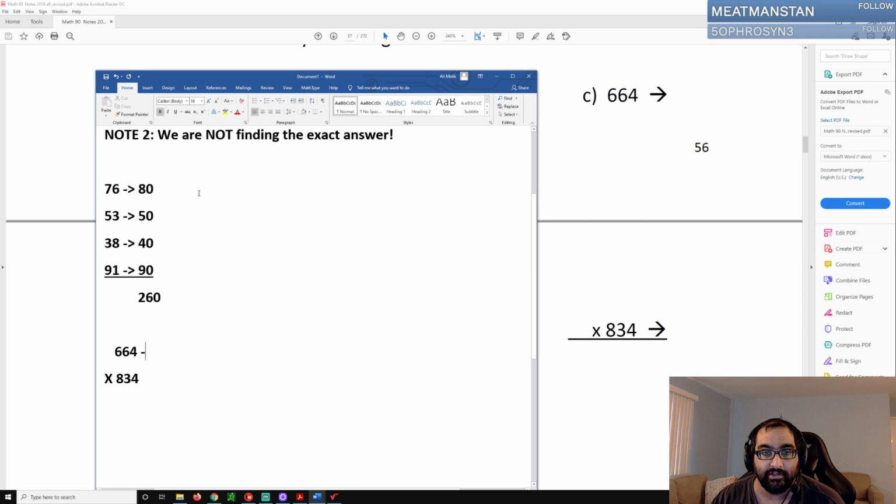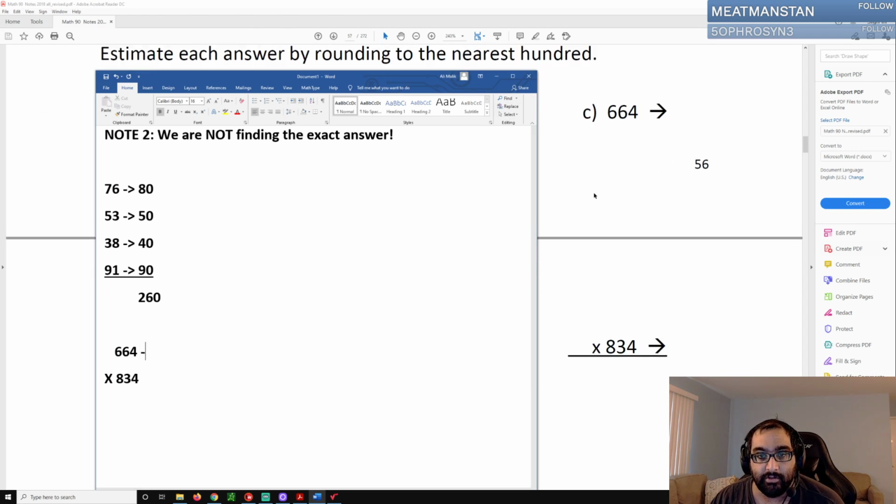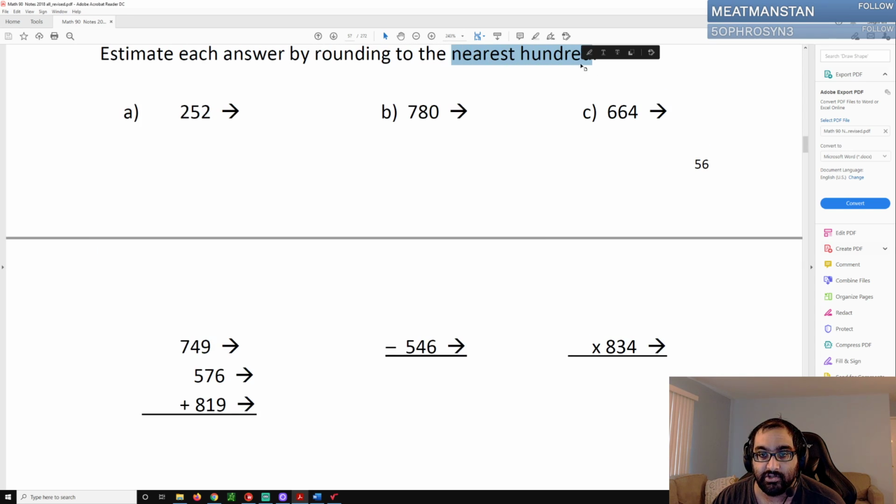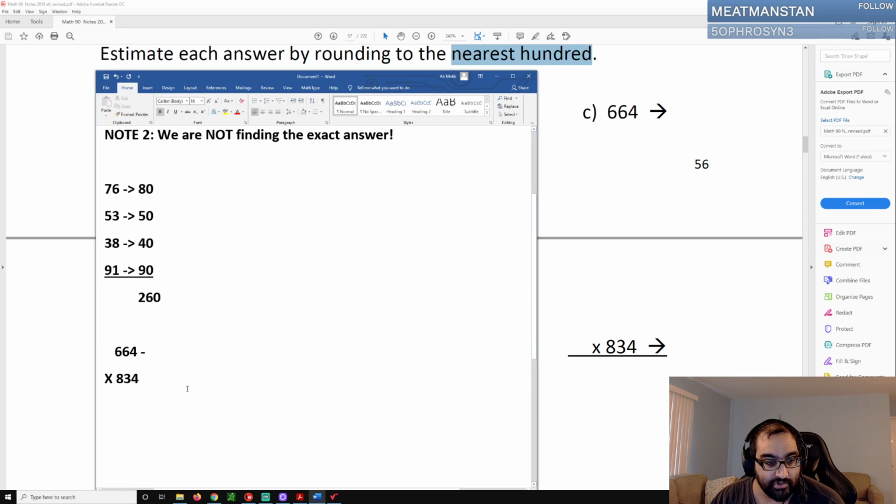We're going to round these according to this problem here, I believe. Yeah, we're going to round to the nearest 100. Okay, so let's see what happens here. So rounding to the nearest 100. So 664, what does that round to? If we round to the nearest 100.